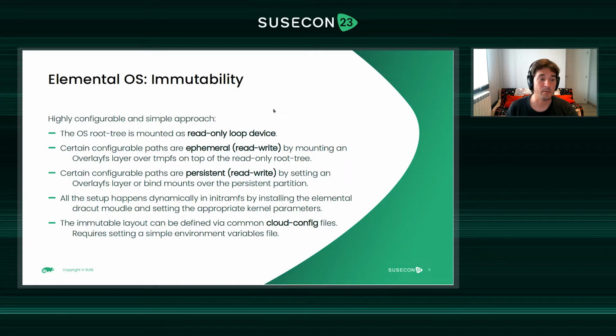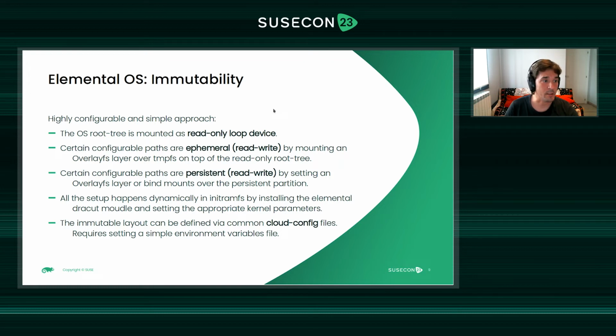Given that most of the persistent paths are just going to be empty on the clean install, using a simple bind mode is just enough. So all this configuration happens dynamically in initramfs on early boot stages. That means that the mutable layout is not set in stone. It's just configured at boot, and it can be configured from a cloud config file, so it can be highly customized to match specific use cases.